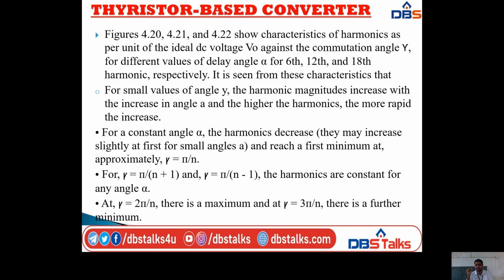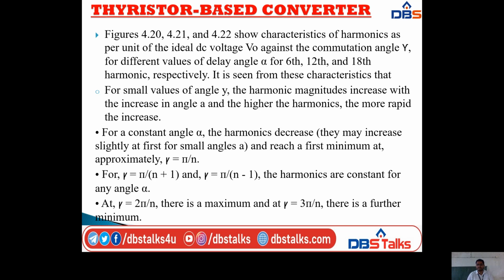and reach a first minimum at approximately gamma equal to pi by n. So for gamma equal to pi by n plus 1 and gamma equal to pi by n minus 1, the harmonics are constant for any angle alpha. So at gamma equal to 2 pi by n, there is a maximum, and at gamma equal to 3 pi by n, there is a further minimum. Okay.